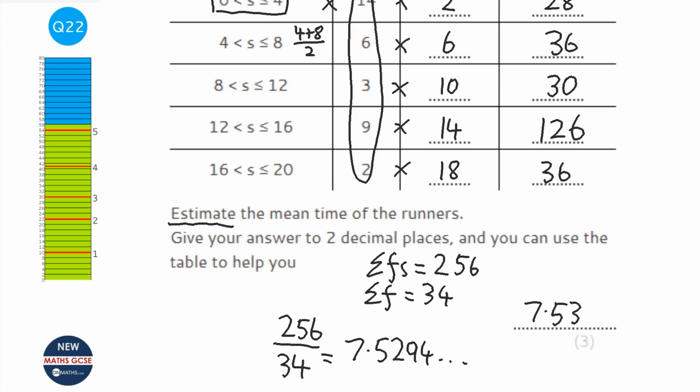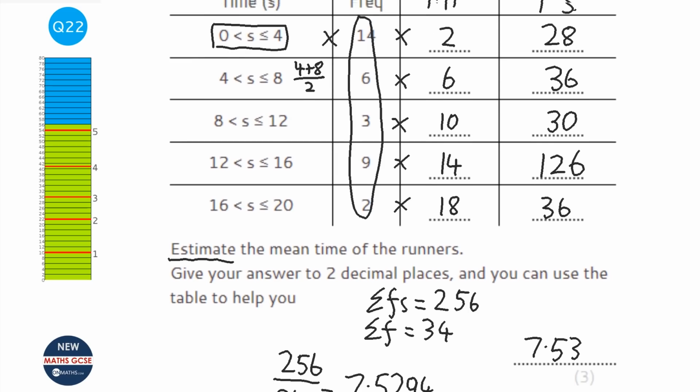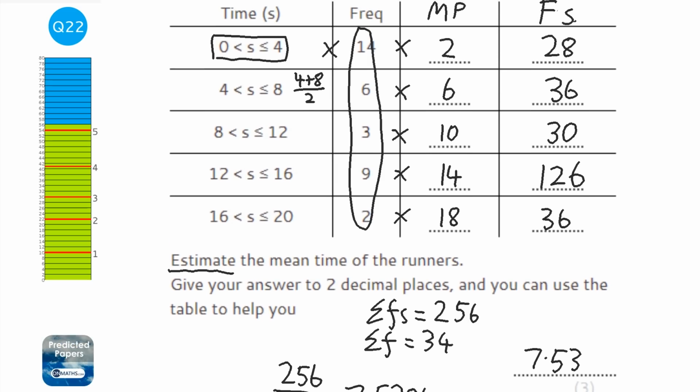To 2 decimal places, that's going to be 7.53. Now, the reason it's an estimate, as I've said before, is that we don't know that all the values in the first group are 2. We are estimating them to all be 2, even though we know that some of them will be 1, some of them will be 3. But chances are it will balance out, so it's roughly going to be about 2 in that group, and 6 in the next group, and 10 in the group after. That's where the word estimate comes from. The method for doing this is how I've shown it here. I don't believe there's any other methods you can use for this.